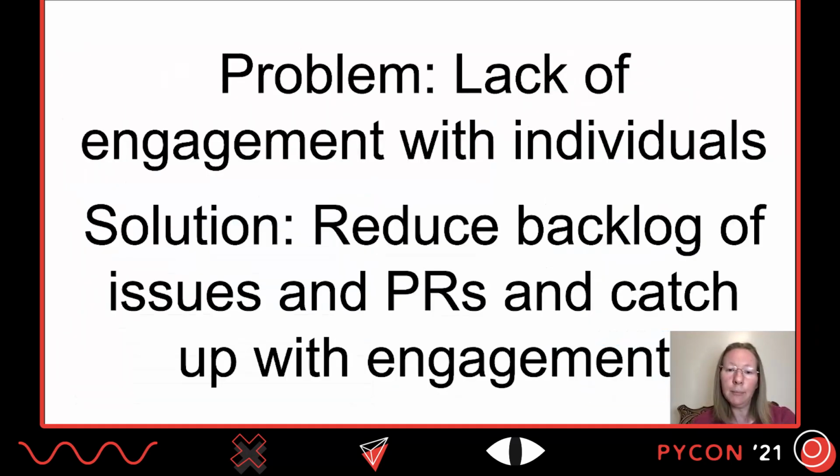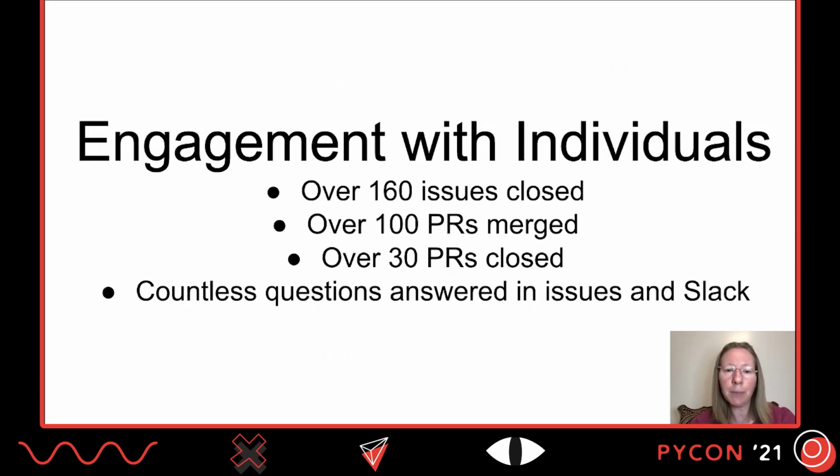The next problem was a lack of engagement with individuals, and the solution was to reduce the backlog of issues and PRs and catch up with engagement. Between releases, over 160 issues were closed, 100 PRs merged, 30 PRs closed, and countless questions answered in issues and in Slack. I began by resolving the lowest hanging fruit issues and PRs knowledge-wise and working my way up. And the idea was to reduce the number until the new and existing issues and PRs would be more manageable.